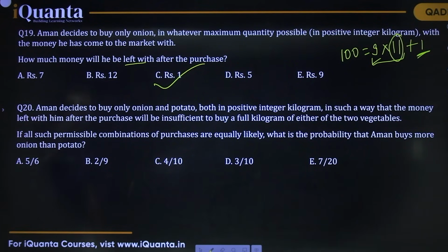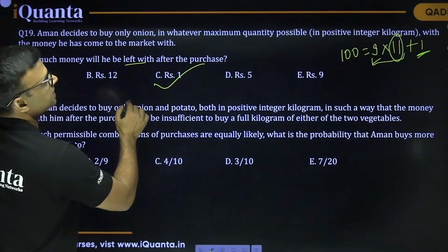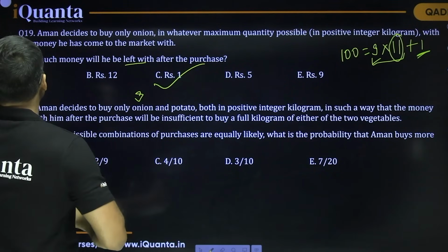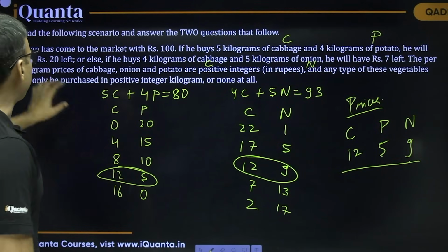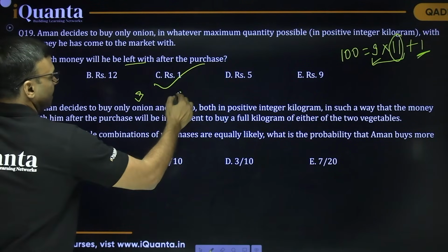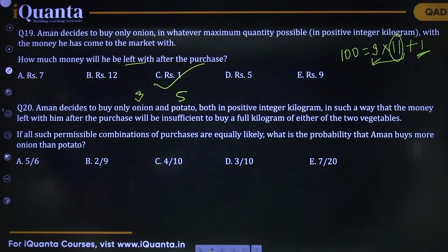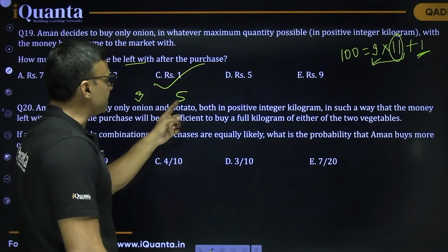Aman decides to buy only onion and potato, both in positive integer kilograms. So now we know that the onion price is 9 and the potato price is what? Just check that. What was the potato price? Potato price was 5. Both in positive integer kilograms in such a way that the money left with him after the purchase will be insufficient to buy a full kilogram of either of the two vegetables. So I should not have 5 rupees left.